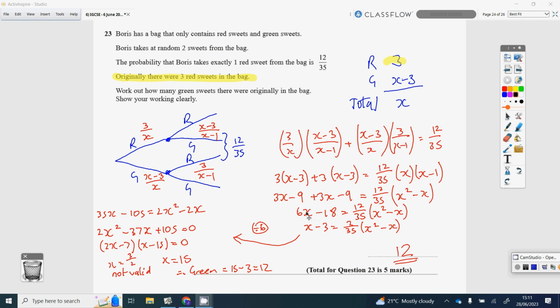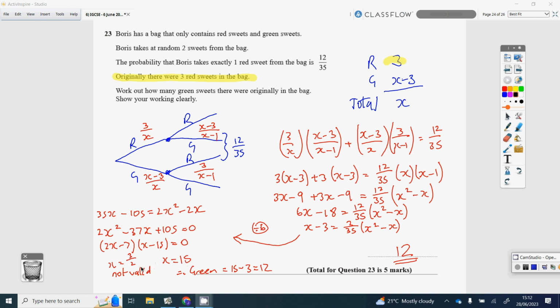Then at that point, I can see that 6, 18, and 12 divide by 6. So I've divided through by 6. And then to get rid of this dividing by 35, I've multiplied the left-hand side by 35, and I've multiplied the right-hand side by the 2, giving me this line here. I've formed that into a quadratic, which I've then factorized here. Now, my two solutions are 3 over 2 and 15.